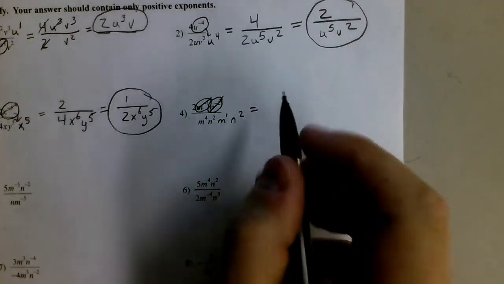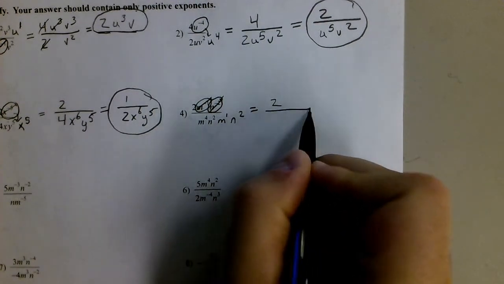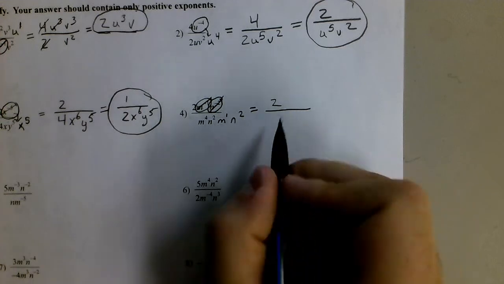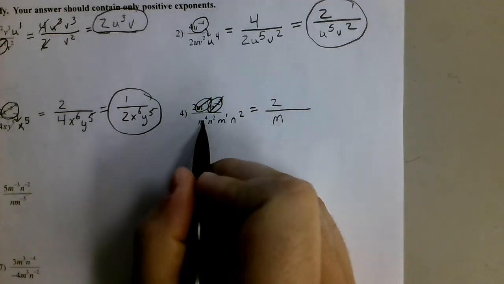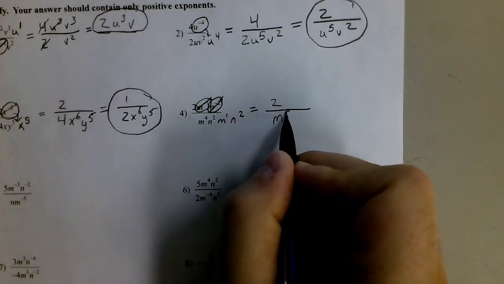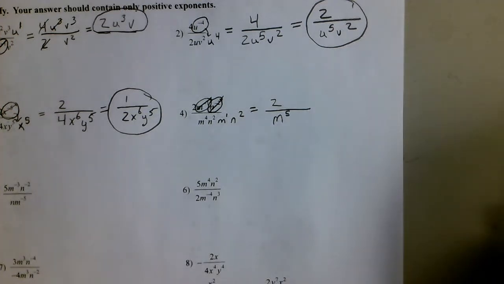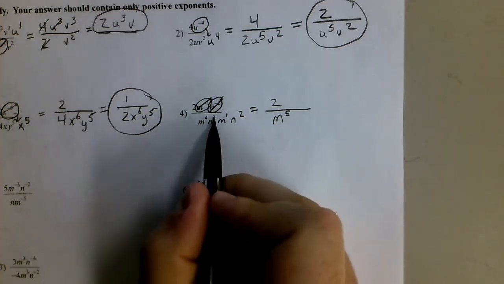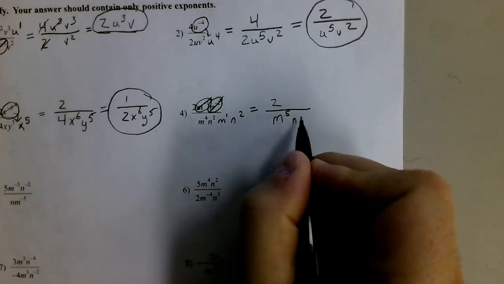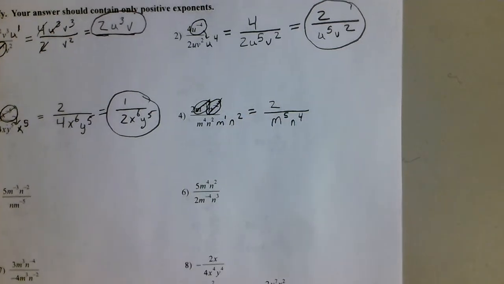Alright, so I have a 2 up top, that's all. Then I have m to the 4th and m to the 1st, so that's 4 plus 1, m to the 5th. And then I have n squared and n squared, so that's n to the 4th. And that's our final answer.